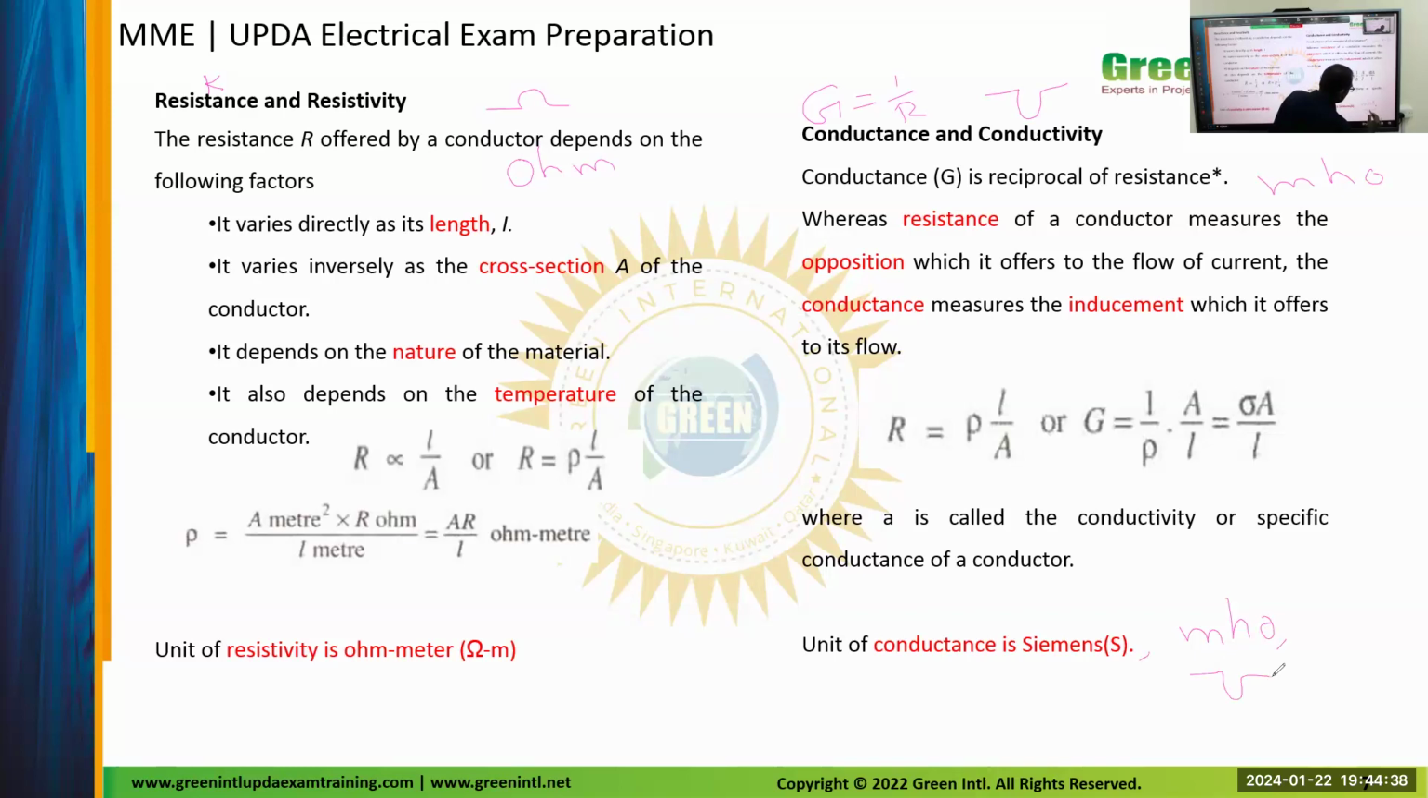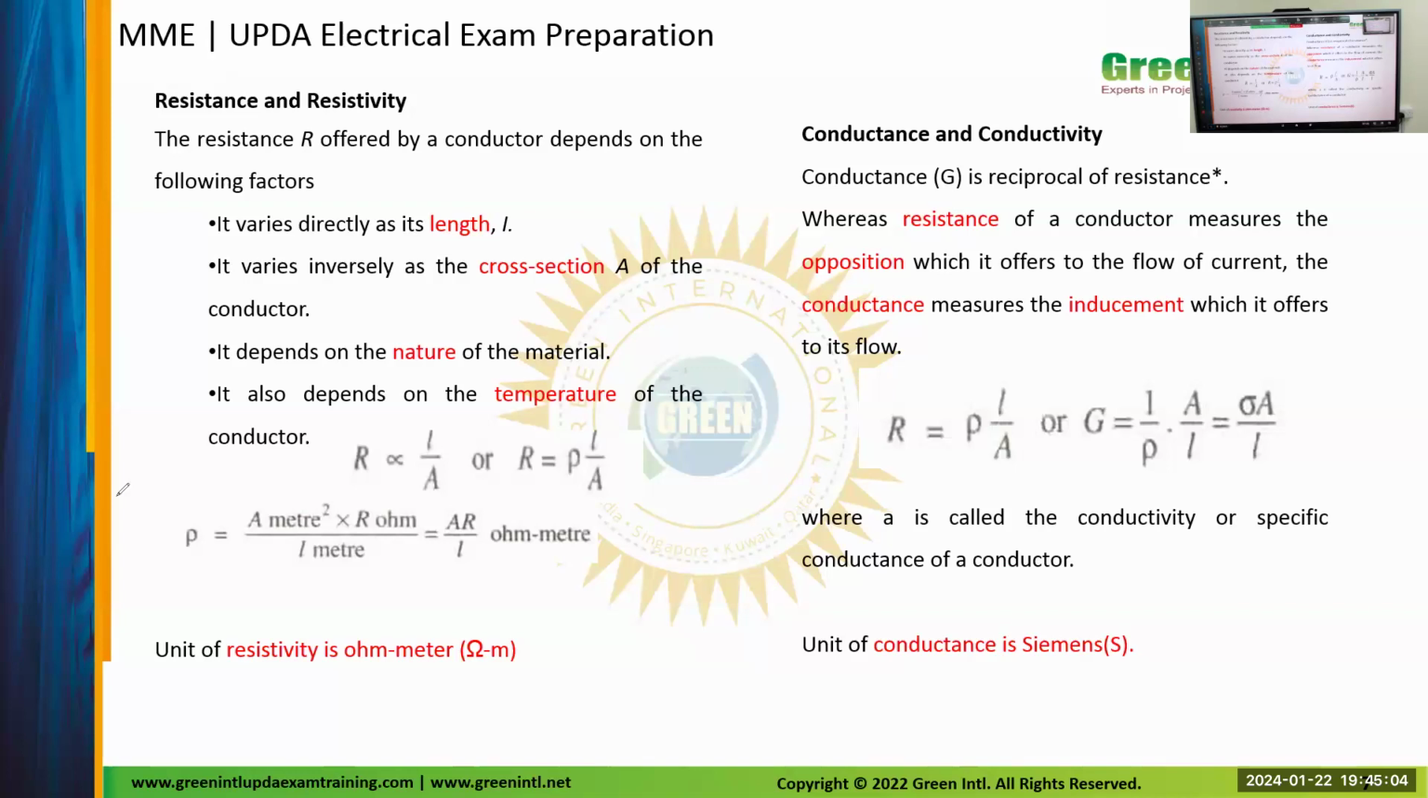Denoted by this symbol. And we have one more unit also. The unit for the conductance is Siemens. This question was also asked in that exam. Unit for the conductance: mho or Siemens. So G is equal to 1 by R.